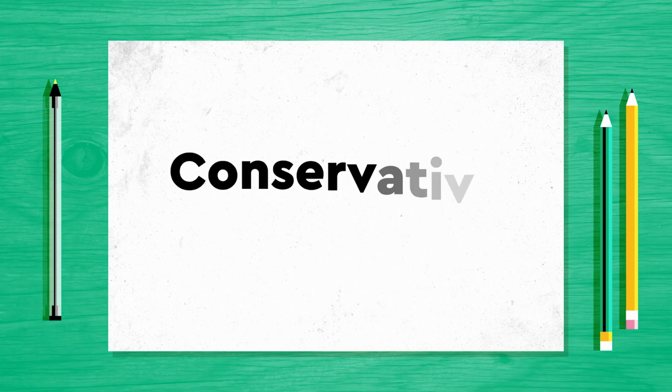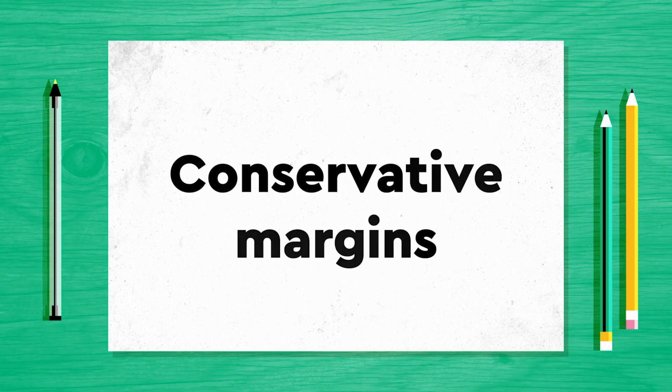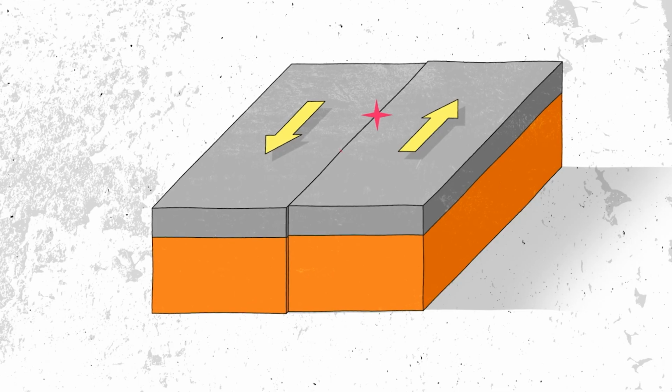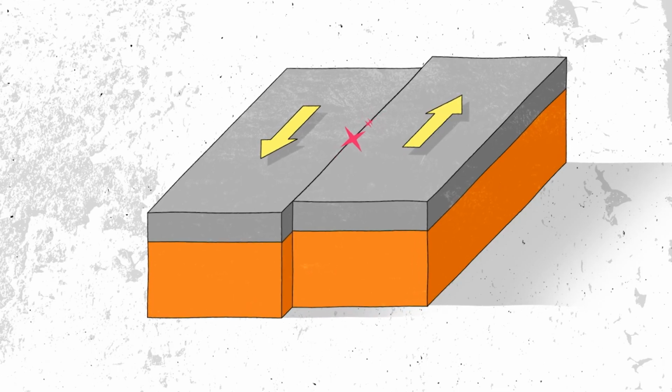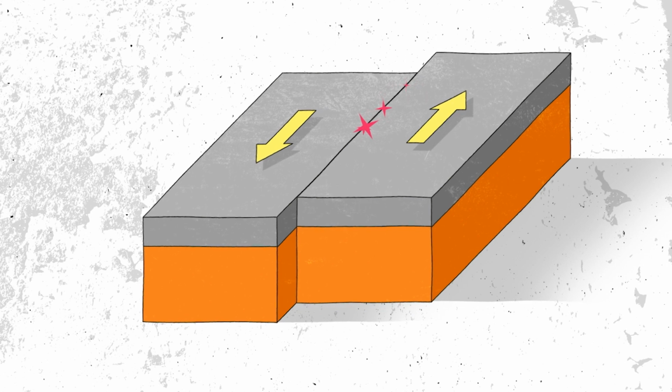Finally, there are conservative margins. These margins occur when plates move past each other or are side by side, moving at different speeds. An example of this can be found along the west coast of the USA. At these conservative margins, crust isn't created or destroyed. Rather, as the plates move, friction occurs and plates become stuck.